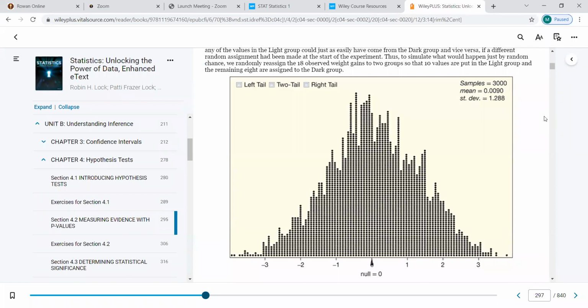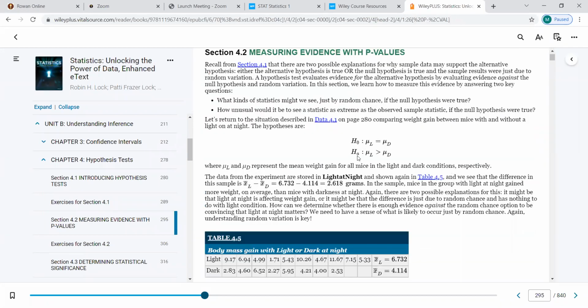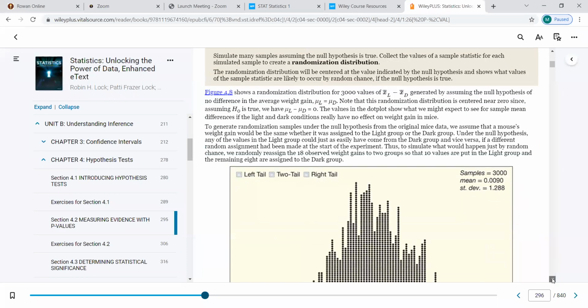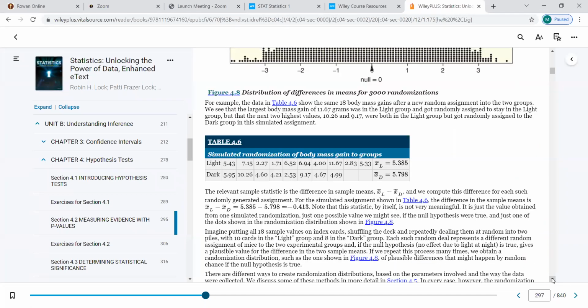All right. Now notice the mean is 0.009. That's sufficiently close to zero. And here's our standard deviation, the standard error, 1.288. Okay. Now, let's go back and look at the alternative hypothesis. The alternative hypothesis says that the mean of the light group is greater than the mean of the dark group. So that's going to have an effect on what we actually show on this graph.